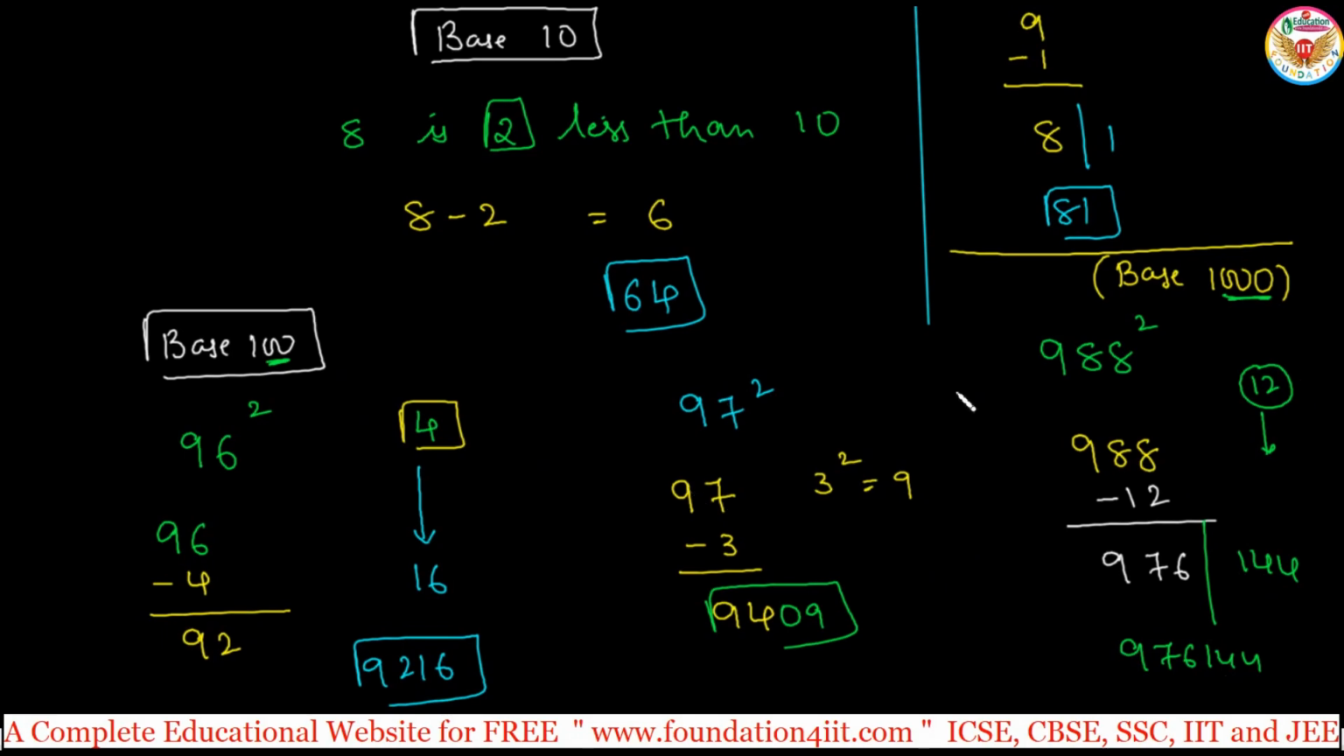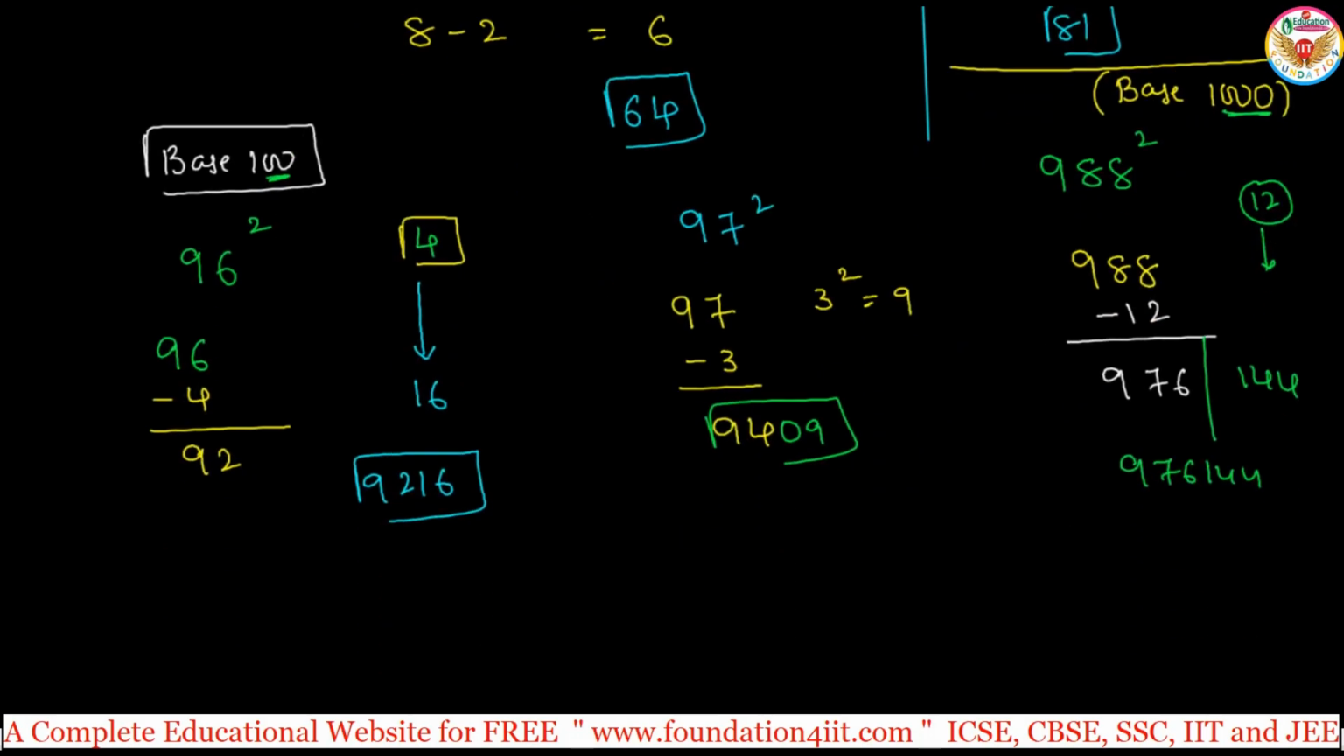Okay, this is the pattern you'll follow. Same, any square of a number close to the base 10, 100, 1000, 10,000, and so on. For any bigger number you can use the same method.